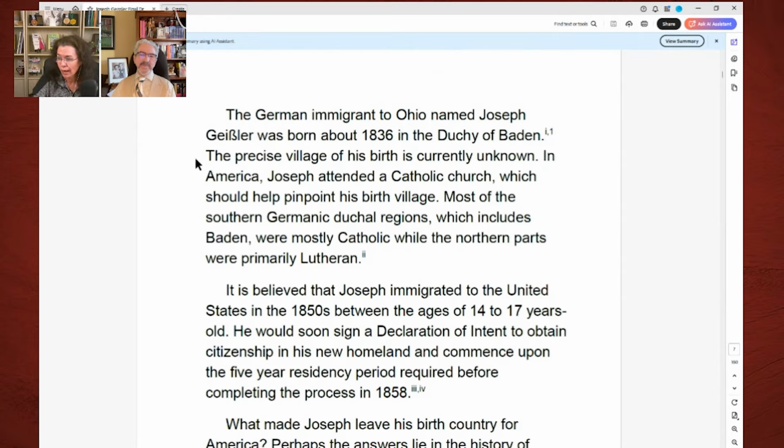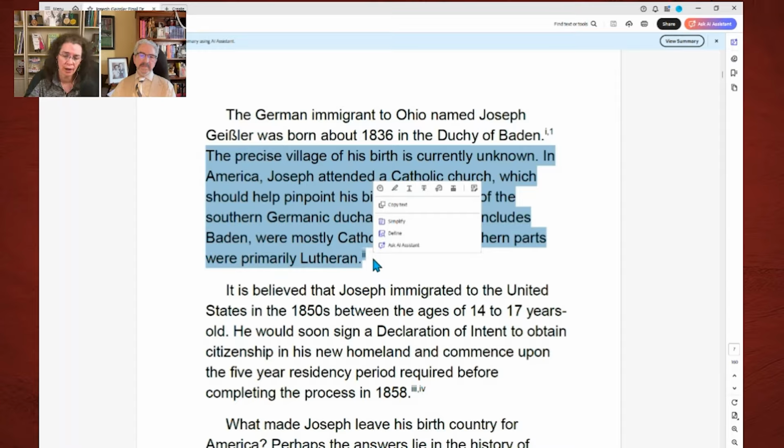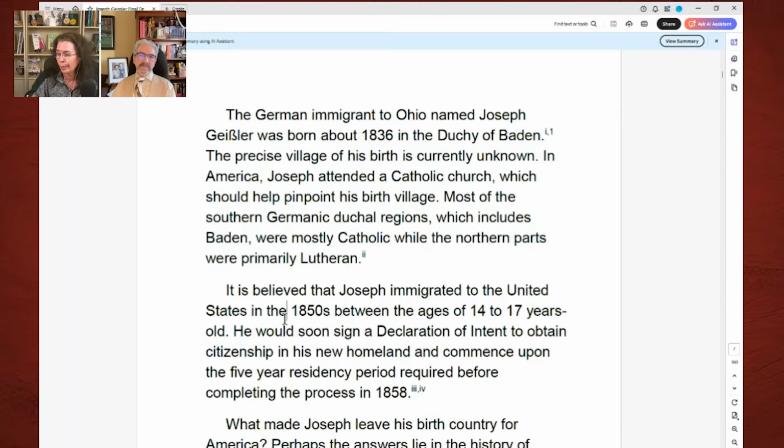So I went ahead, even though it's not super narrative style, and said the precise village is unknown. Most of the Germanic ducal regions, including Baden, were mostly Catholic, while this is Northern. I put that in because the Lutheran is going to come up later with his wife's story. So it's like a little foreshadowing.